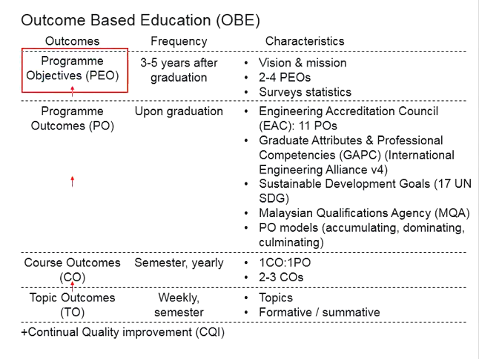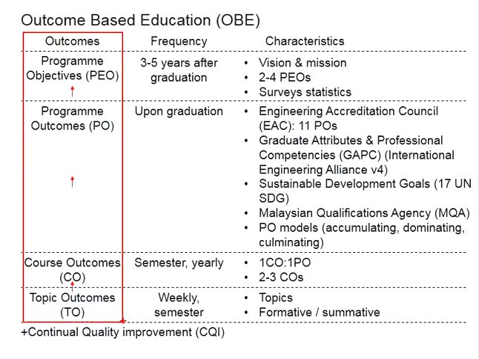Now, this will be the final purpose of that particular program, and it should be in line with the vision and mission of the higher learning institution. Typically a program will have 2 to 4 PEOs. When it comes to the assessment, 3 to 5 years after graduation, the students are already in the industry. They have graduated. We will need to monitor the students and conduct some surveys in order to determine the quality of the program that they have gone through.